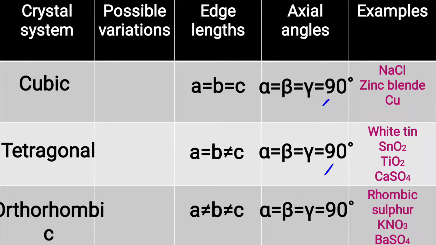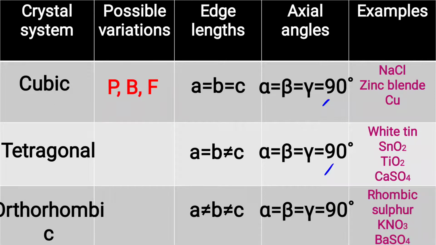And in the third case, all the 3 are not equal to one another. Now, possible variation. I told you there are 4 types of unit cell. But when we talk of a cubic crystal system, the only possible variations are 3. We have primitive unit cell, body-centered unit cell and face-centered unit cell, P, B and F. So we have a total 3 there.